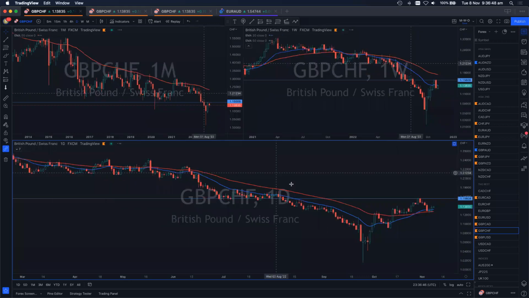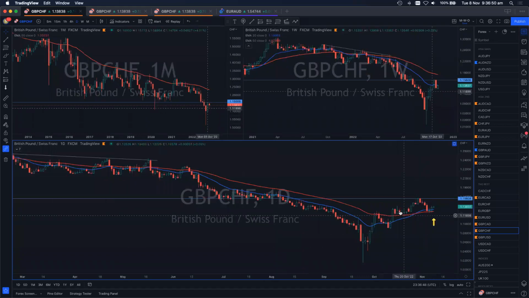Pound Swiss, again, another 8 hours before this sets up. Very similar to pound CAD, but this time it hasn't broken the daily 50. It actually just came back to bounce off it. Doji followed by a bullish day yesterday, and looking bullish today.